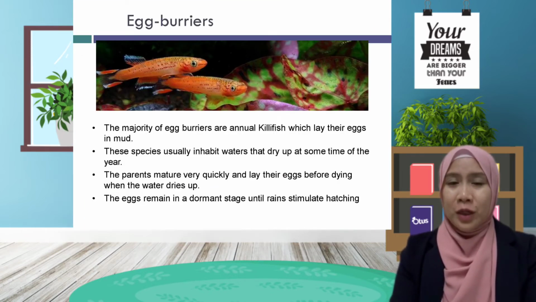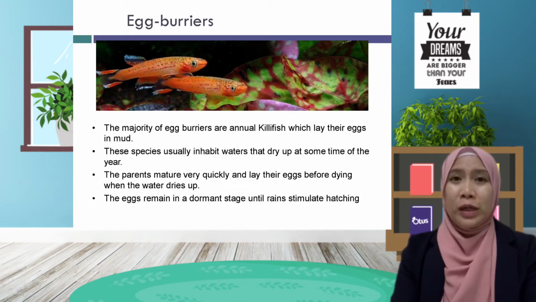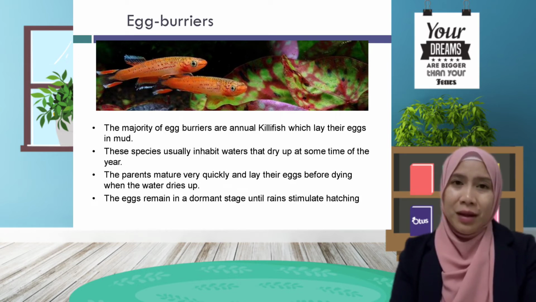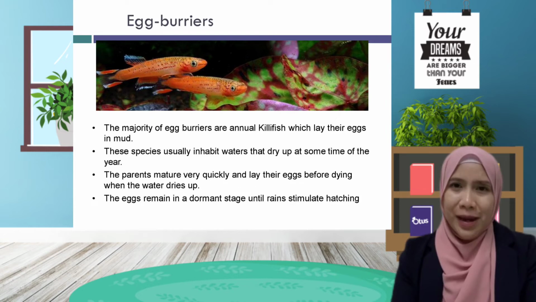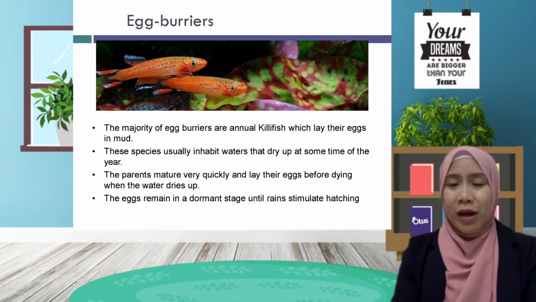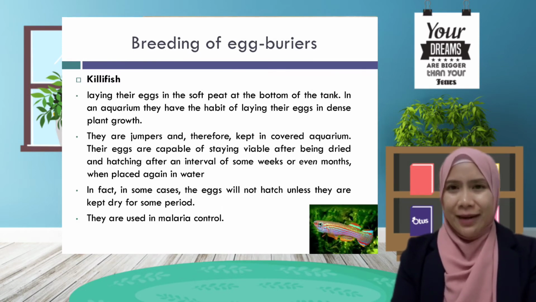Next reproductive strategy is egg buriers. The majority of egg buriers are annual killifish, which lay their eggs in mud. These species usually inhabit waters that dry up at some time of the year. The parents mature very quickly and lay their eggs before dying when the water dries up. The eggs remain in a dormant stage until rain stimulates hatching. Killifish is an example of an egg burier.